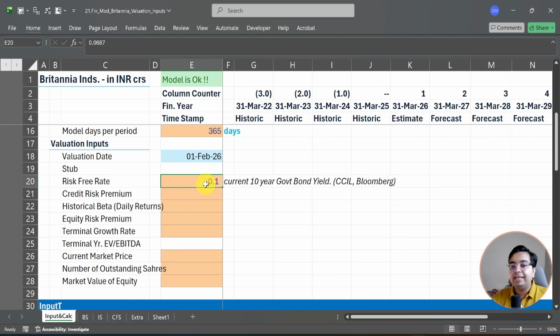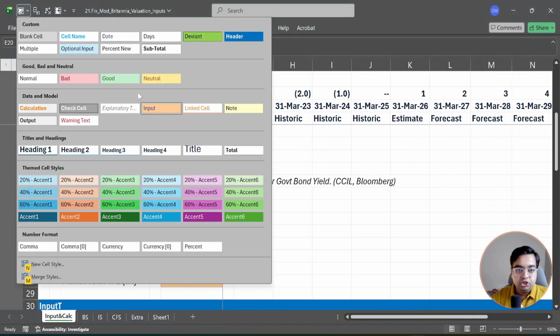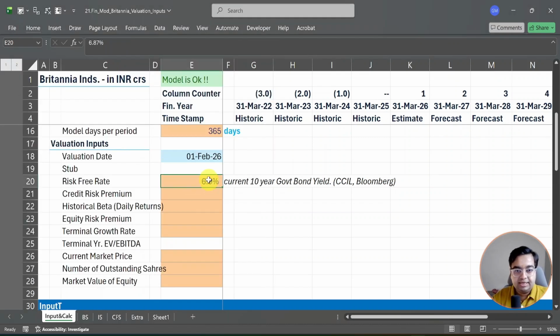Remember that 10-year government yields are going to change on a regular basis, so make sure you give the date on which you are extracting that information. Changing the cell style to percentage in this case. So this is 6.87.